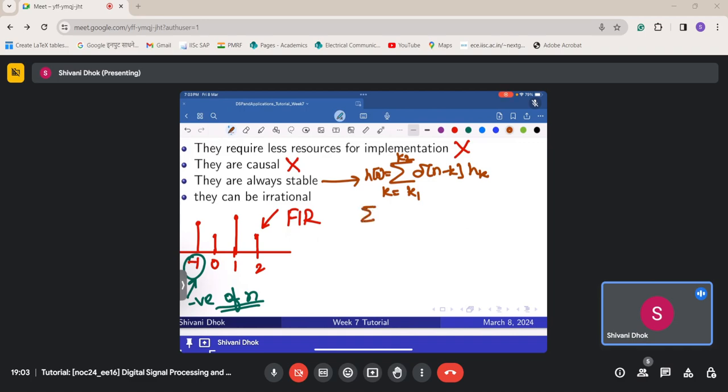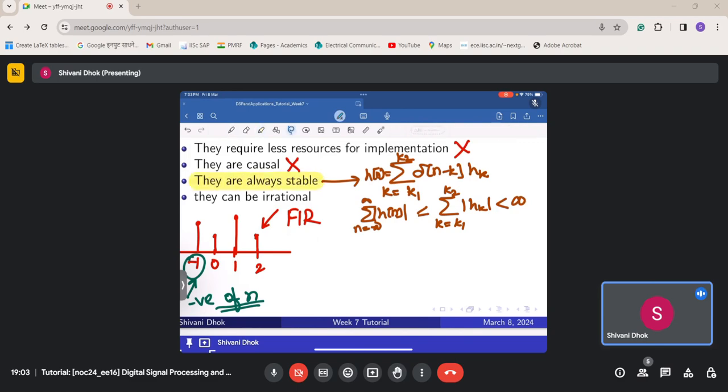So summation of h of n for n running from minus infinity to infinity, magnitude, is equal to summation k running from k1 to k2, magnitude of h_k, and this is less than infinity because these are some bounded values. So this is a bounded thing. It is absolutely summable, which means that this is stable.